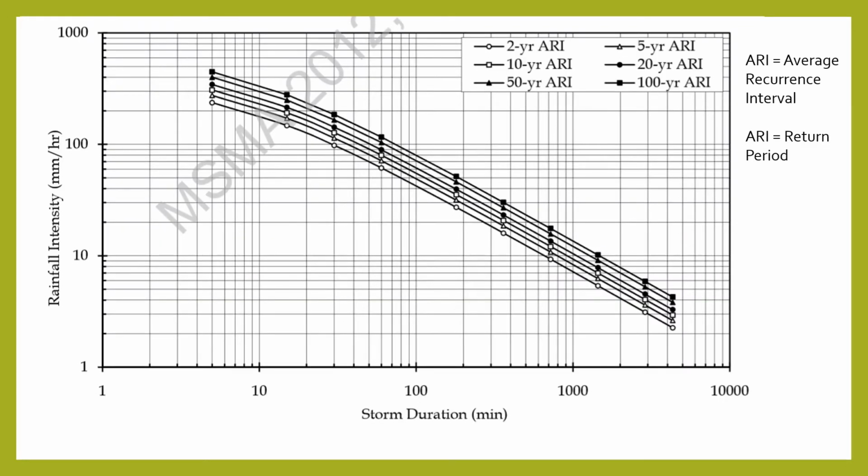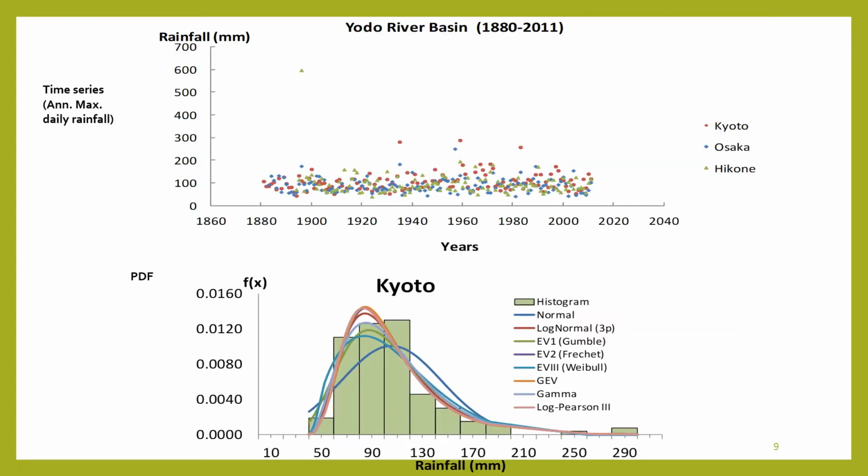Okay, so we come back to this IDF curve because this is the most important. How do we get this IDF curve actually? This IDF curve is developed by frequency analysis. Frequency analysis relates to the return period. It relates to probability, and probability relates to a return period. So how do we do frequency analysis?